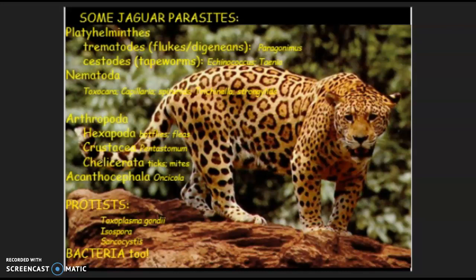Jaguars, being at the top of the food chain, have eaten an animal, which ate another animal, which ate another animal, which ate a plant. And parasites actually move up the food pyramid, up the food web. So jaguars really could have a lot of parasites in them. Could be beneficial, could be not. But that is an example of parasites.